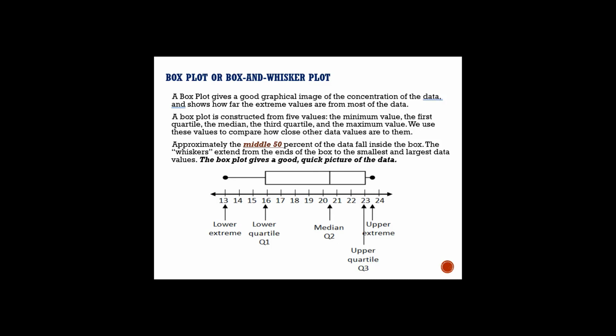Now the whiskers go past that 50% of the data, and they show us where the largest and the smallest data values are. It's a really good, quick picture of the data, and it also will show the skewness of our data. So that's one reason we use it. Another reason is it does a good job of identifying outliers.